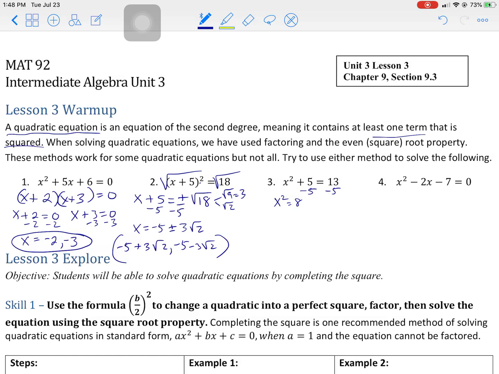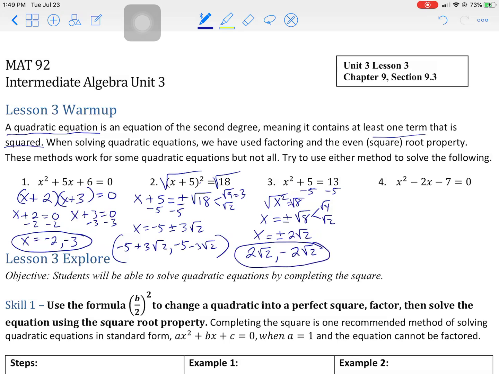So since this is something squared, I can take the square root of both sides. And because it's not a Pythagorean theorem problem, it's an even root, it's plus or minus the square root of 8. Square root of 8 is square root of 4, square root of 2. So x equals plus or minus 2 square root of 2. 2 square root of 2 or -2 square root of 2.